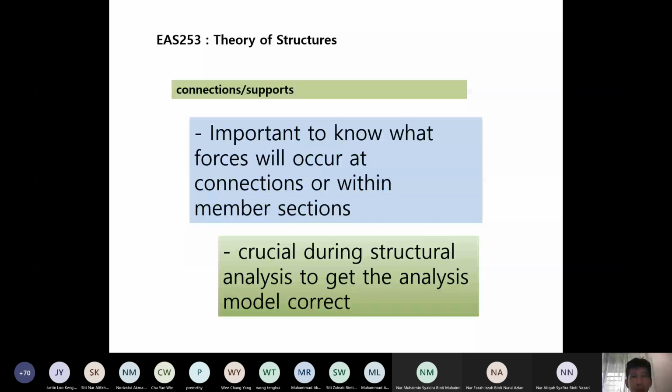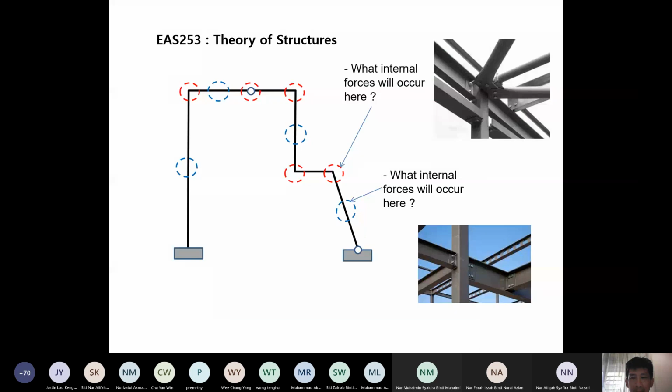Because this is important, I will emphasize again that during structural analysis, if you miss any of the forces, if you omit any of the forces, then the rest of the calculations will be wrong. So get this correct. Again, the question that is important for you to ask is, what internal forces will happen here?